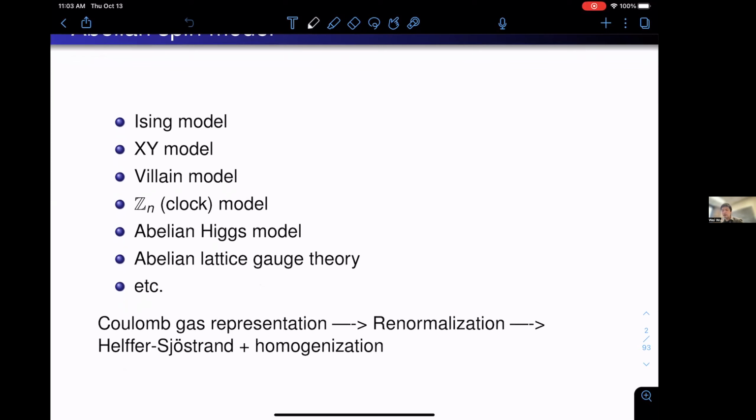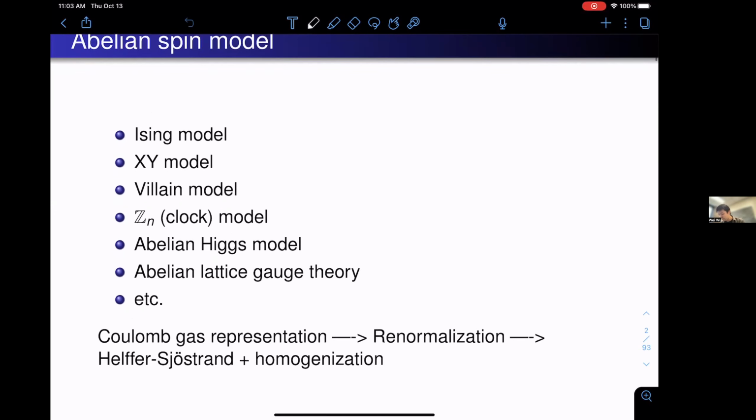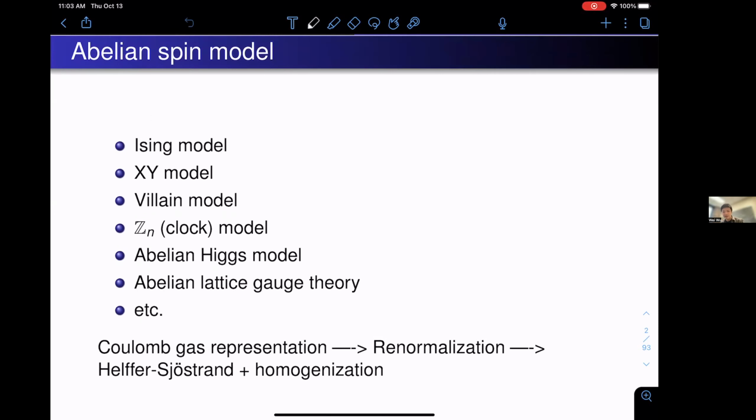So, just a very high-level summary: our work relies on some of the more classical representations for these U1-valued spin models. We start with a rigorous Coulomb gas representation, and then do a renormalization argument and a PDE argument involving the Helffer-Sjöstrand representation and homogenization to achieve precise estimates.